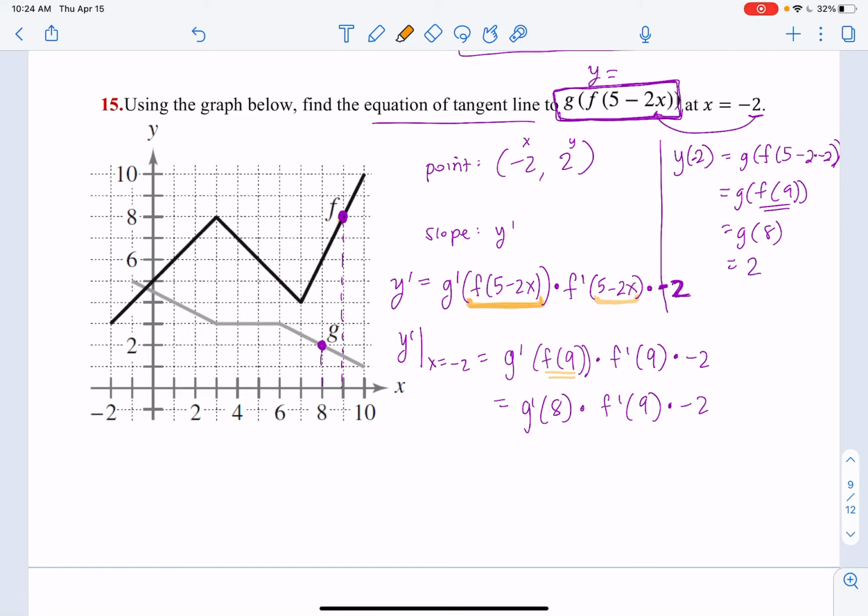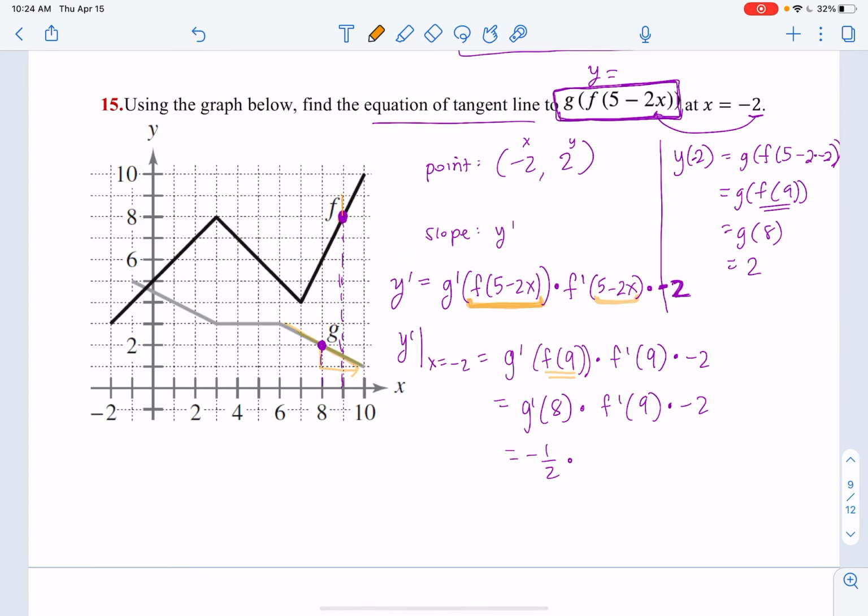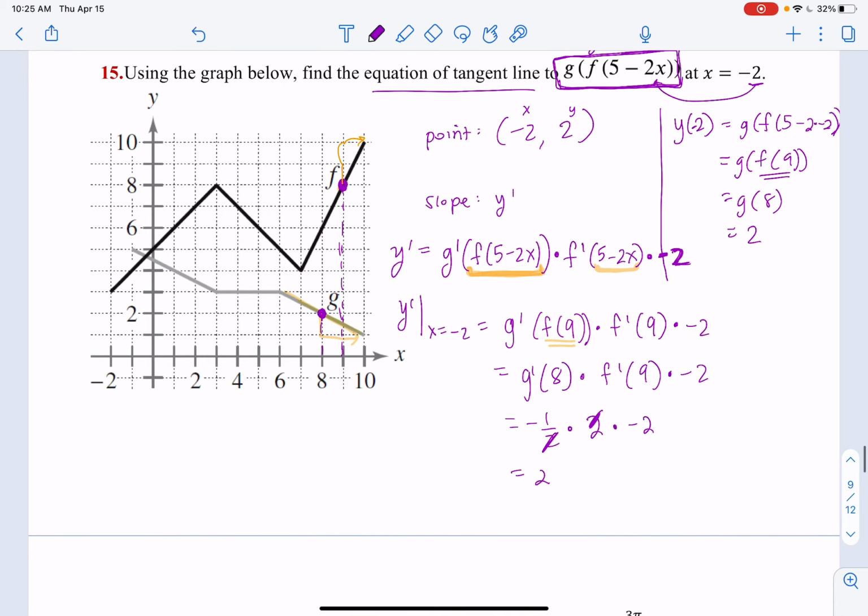We want the slope. And it looks like our slope is down 1 over 2, so -1/2. And then we want f prime of 9. Looks like the slope is up 2 over 1. So that's a slope of +2 over 1 times -2. So these 2's cancel, which gives us an answer of -1 times -2, which is 2. That is our slope.